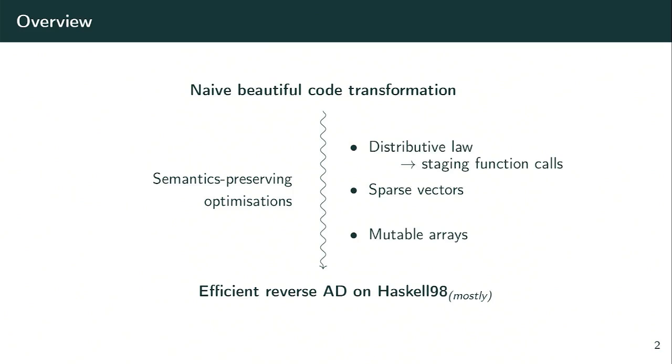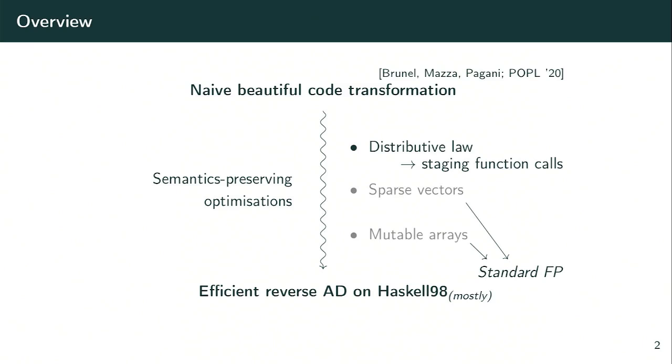And the optimizations that we perform are threefold. The first one is the application of a distributive law, which occurs in other kinds of reverse AD implementations. And we do this by staging certain function calls, which I will explain later. The second and the third, which are the application of sparse vectors and mutable arrays, are fairly standard functional programming optimizations, which also apply to lots of other algorithms, especially in functional AD.